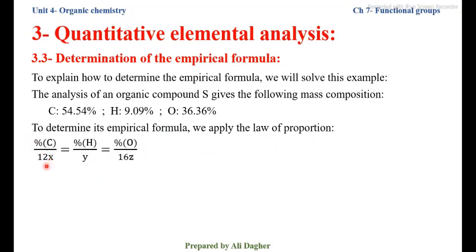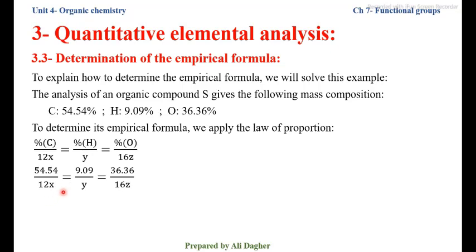Percent carbon over 12x equal percent hydrogen over y equal percent oxygen over 16Z. Here we have no molar mass, then we stop the relation here. We replace each percent by its value: percent carbon 54.54, percent hydrogen 9.09, percent oxygen 36.36.